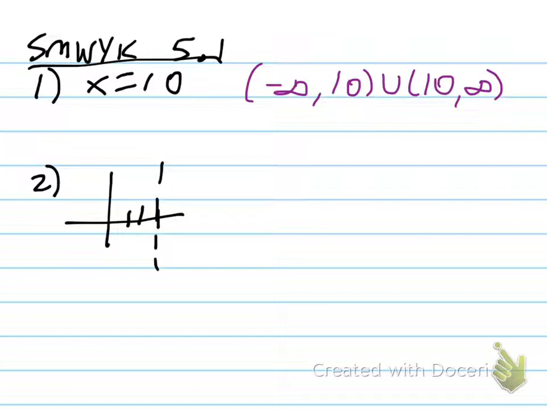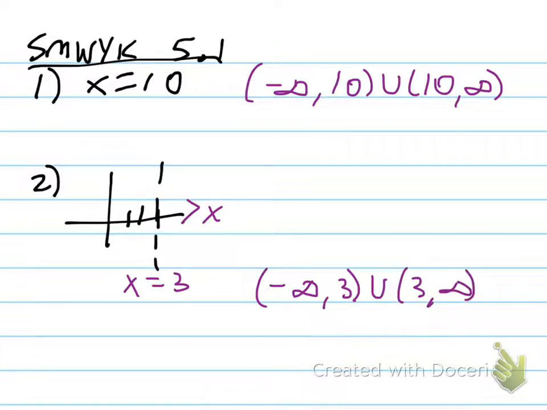The vertical asymptote on number 2 is x equals 3 because it's crossing the x-axis at 3. Its domain will be negative infinity to almost 3, the numbers smaller, and then the numbers bigger than 3.